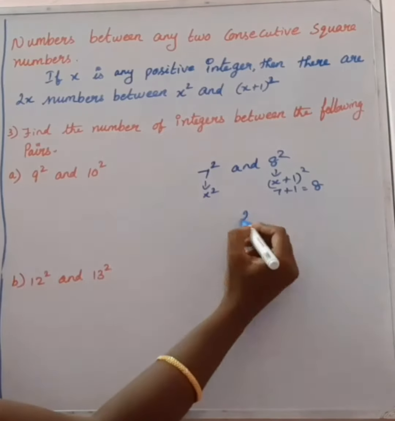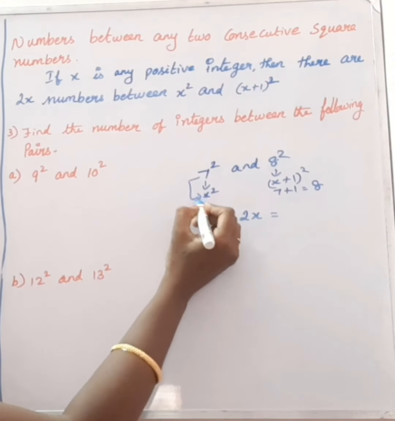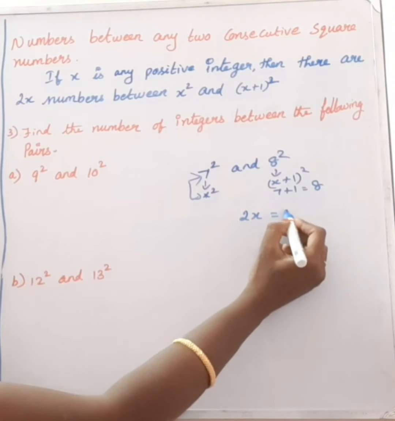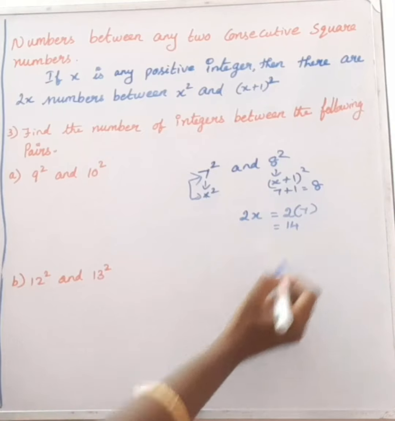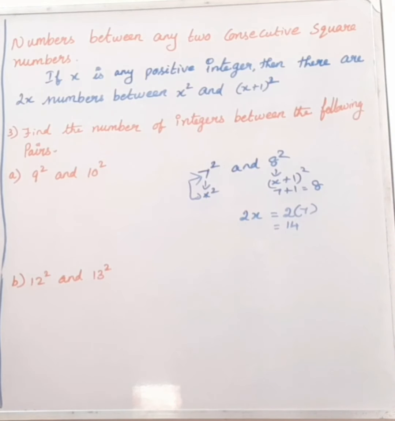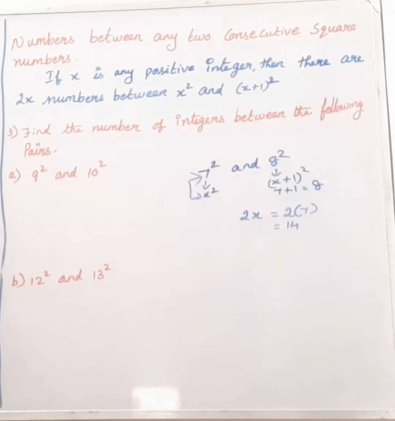So 2 into x. What is the x value here? It is 7. So 2 into 7, we get the answer as 14. 2 sevens are 14. Let us verify that. They are saying that in between 7 square and 8 square we get 14 numbers.